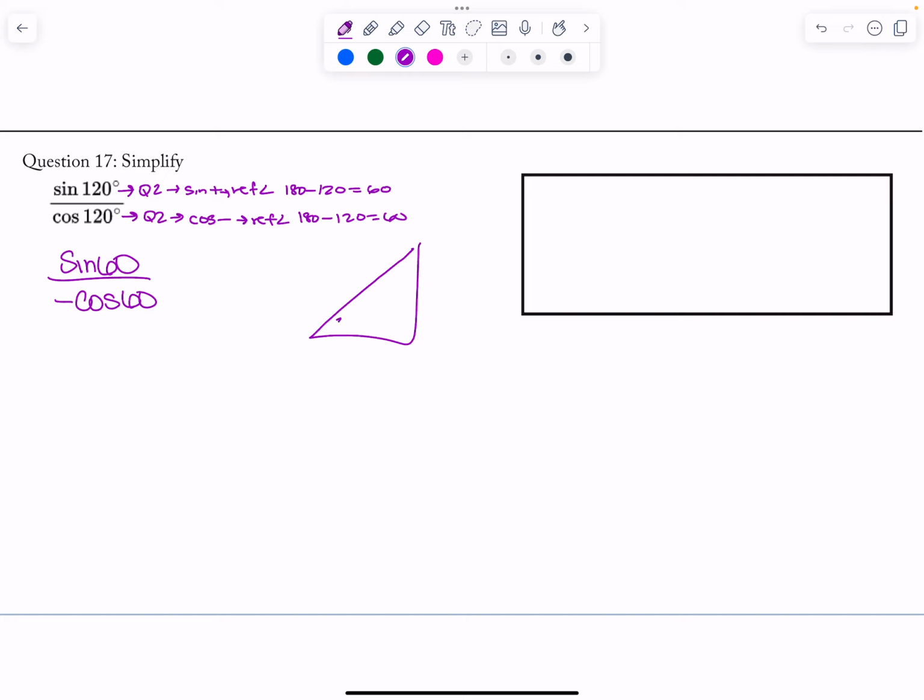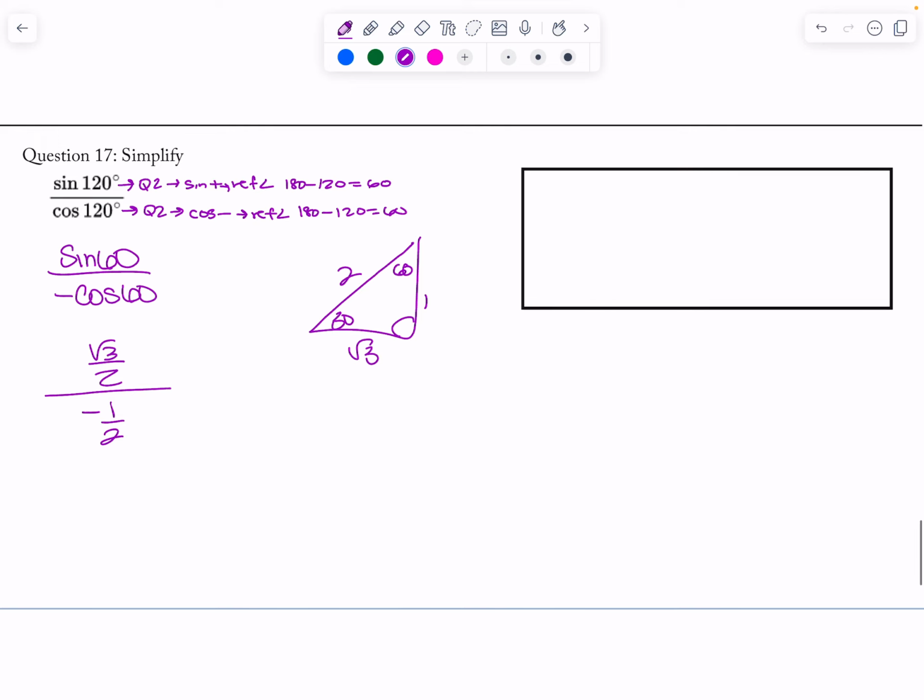So if I draw my triangle, 30-60-90, root 3, 1, and 2. So sine of 60 is root 3 over 2, and the cosine of 60 degrees will be a negative 1/2. So I have a root 3 over 2 times a negative 2 over 1, so I get a negative root 3 because my 2's will cancel out. So that's negative root 3. And that is it for these questions.